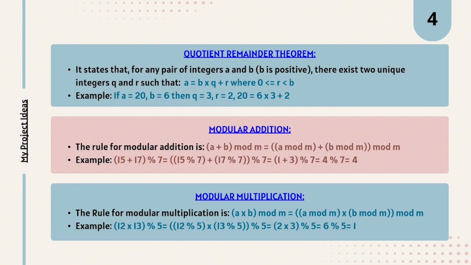What is modular addition? A plus B mod M can be written as A mod M plus B mod M. Modular multiplication can be written as A into B mod M is equal to A mod M into B mod M.